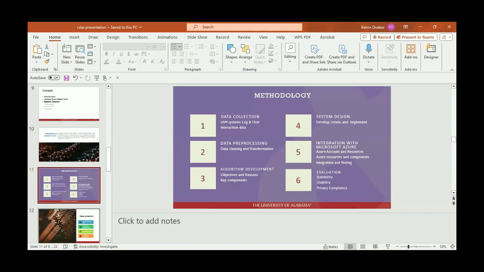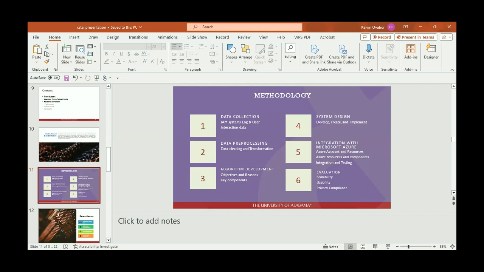What are the methodologies involved? The first step is data collection. The identity access management system logs and user interaction data will be collected. The second step is data processing, which has to do with cleaning the data, preparation of the data, and transformation of the data.